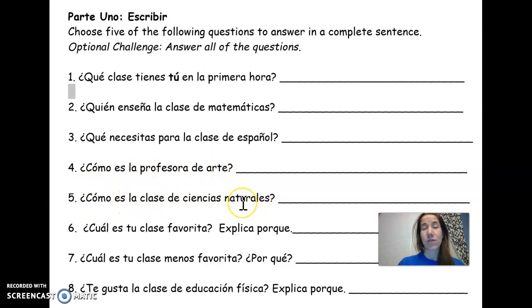How is this class? Using some of those words that we know, like divertido or aburrido or interesante or fácil, difícil. Think of those words. And then 6 y 7, ¿cuál es tu clase favorita y por qué? Es interesante, es fácil, la profesora es muy simpática. 7, ¿cuál es tu clase menos favorita? ¿Qué clase no te gusta? And then número 8, ¿te gusta la clase de educación física? You might remember all those ¿te gusta? questions, or do you like?